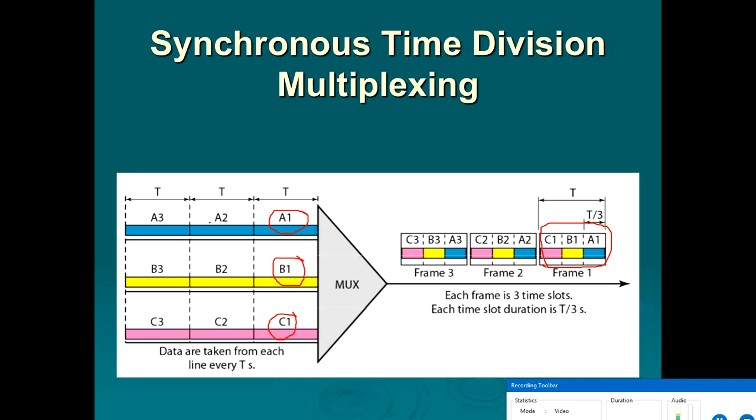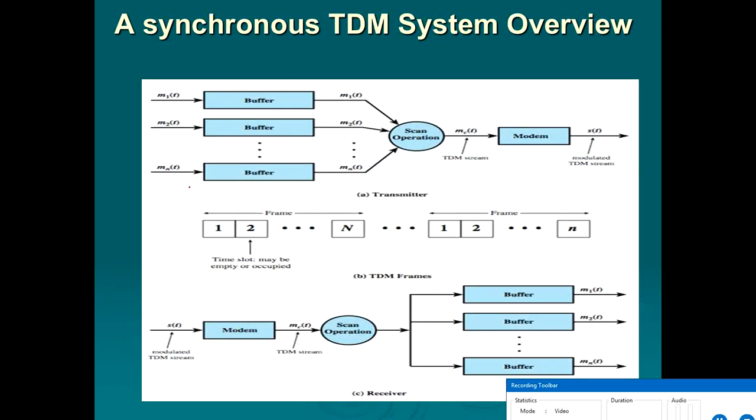Then when time t is equal to 4, A will send its second packet. Time t is equal to 5, B will send, and then time t is equal to 6, C will send. So this will make the second group. When time t is equal to 7, A will send its third frame. Time t is equal to 8, B will send its third frame, and time t is equal to 9, C will send its third frame. So this will make the third group. Each frame is 3 time slots and each time slot duration is t/3 seconds. So this is an example of the synchronous TDM system overview.